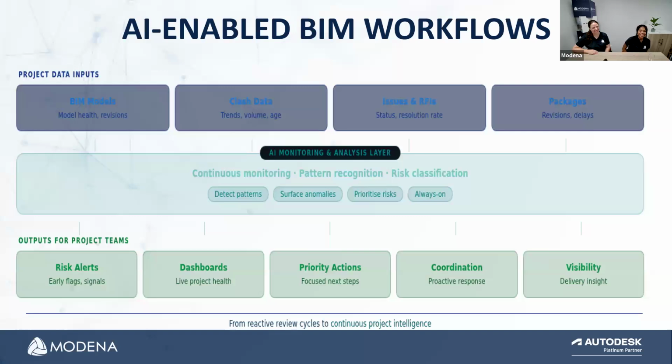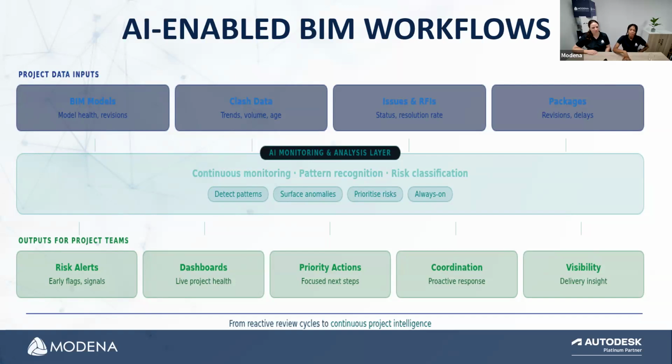I'm talking too fast. So now let's talk a bit more about AI-enabled BIM workflows. As Erica elaborated in her presentation, our project data inputs are the BIM models, right? The BIM models where we have revisions, we have model health queries, and then we have our clash data as well, where we talk about the trends, the volume, and the ages of the clashes that we are finding from our analysis. And then once that's done, only then can we issue out issues and RFIs and have the status of the issues, and also the packages that we share amongst our coordination team. This helps us detect the data for revisions and delays.